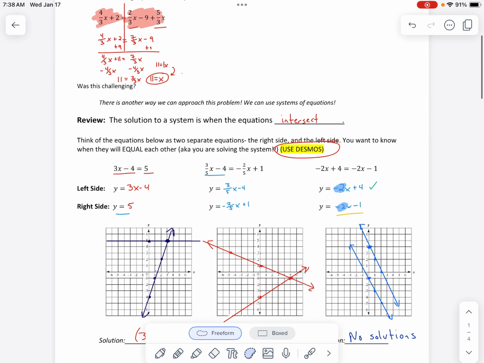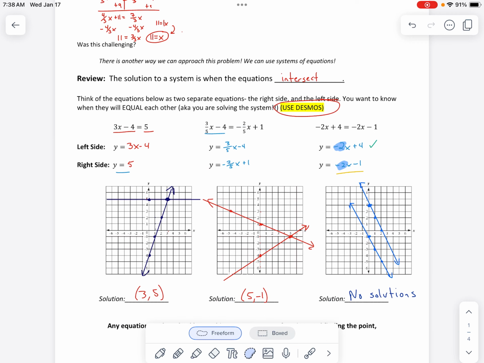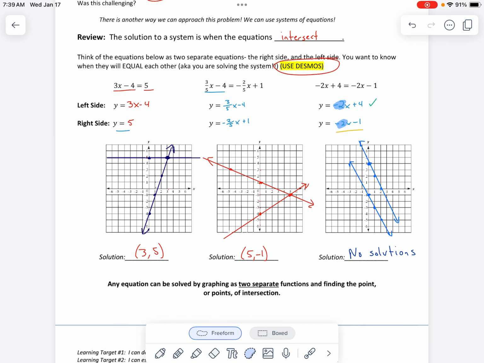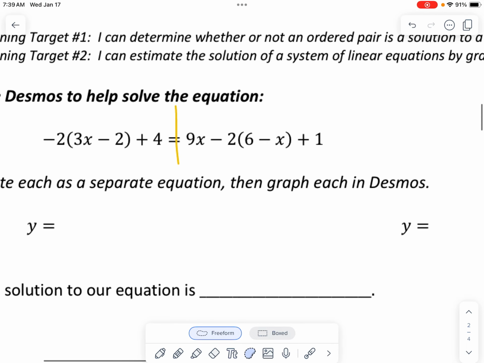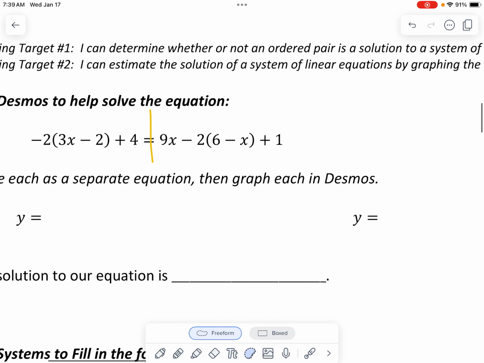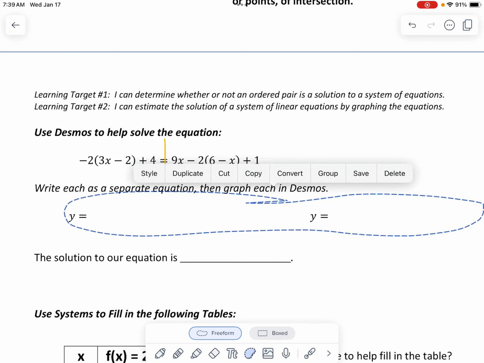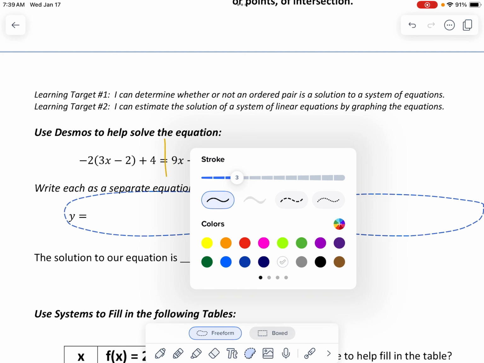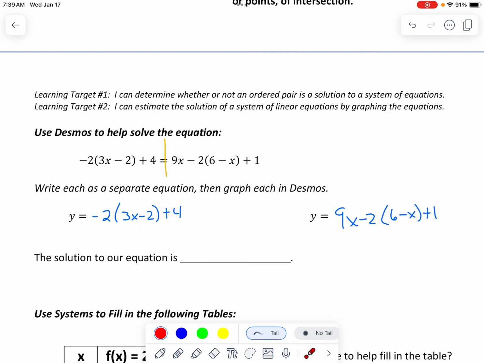But that's kind of the idea of today's notes, right? Just using a system of equations to be able to solve when we have super long and complicated equal sign equations, right? Same idea here. You can see that this is pretty long. We could solve it algebraically by distributing and running through all of that. But instead, let's just take those two equations, split it at the equal sign, and split them up so that we can graph them in Desmos. Looks something like that.